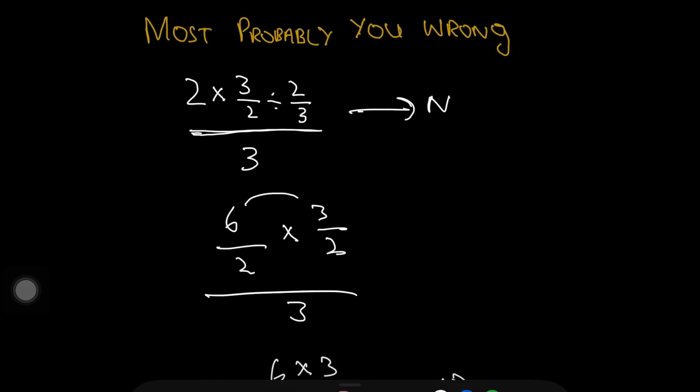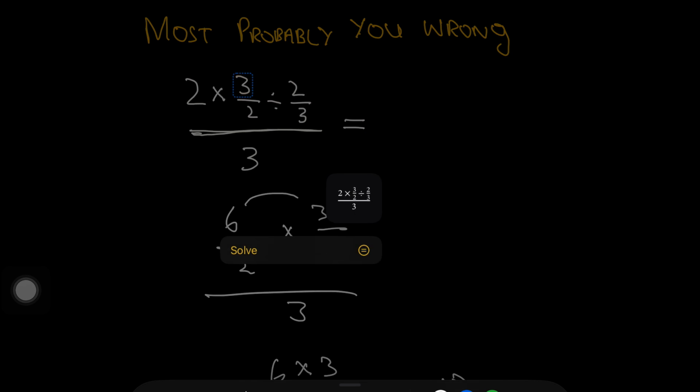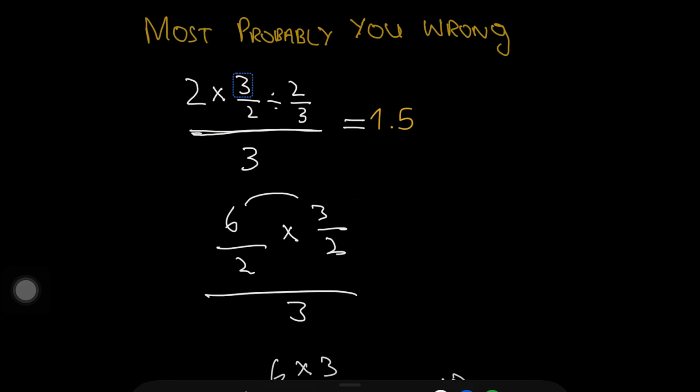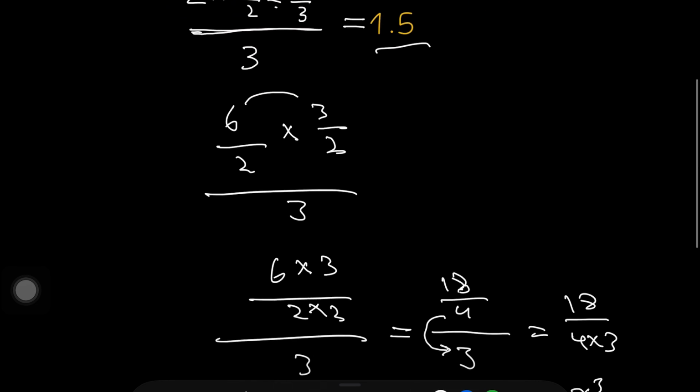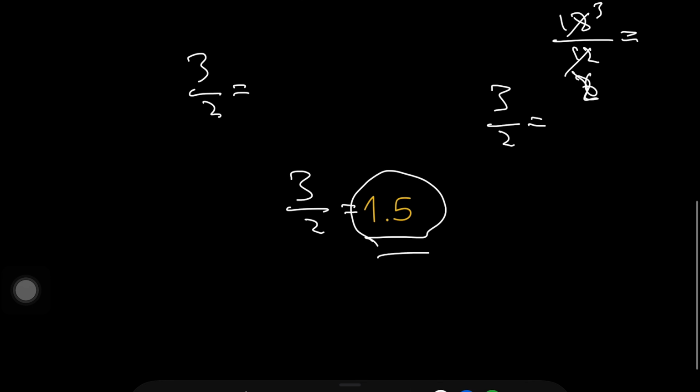Okay, now we verify this answer against our question. Here we write the equal sign using a calculator, so we check whether the answer is right or wrong. So 1.5 this and 1.5 this. It means our answer is also right.